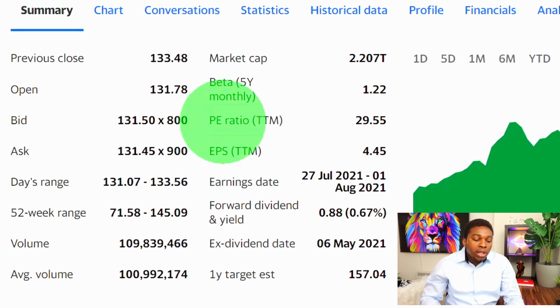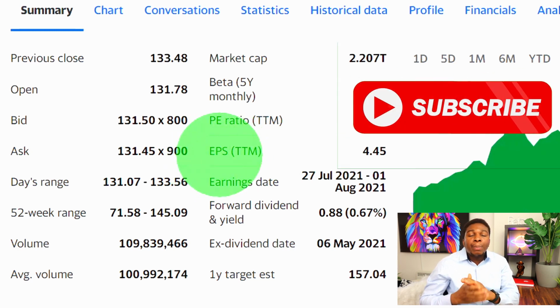The E you are seeing here represents EPS, so it means earnings per share. So what is the earnings per share? The TTM means trailing 12 months, the previous 1 year, trailing past 1 year. And it's giving us 4.45. It is used to measure the earnings of the company compared to the share price.